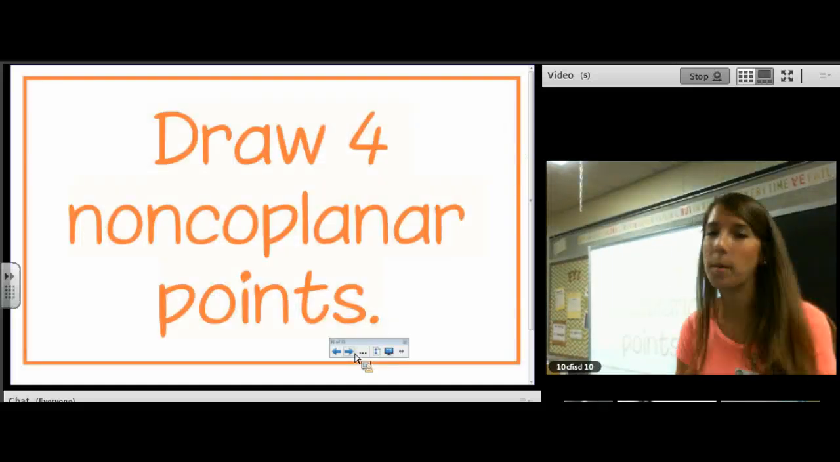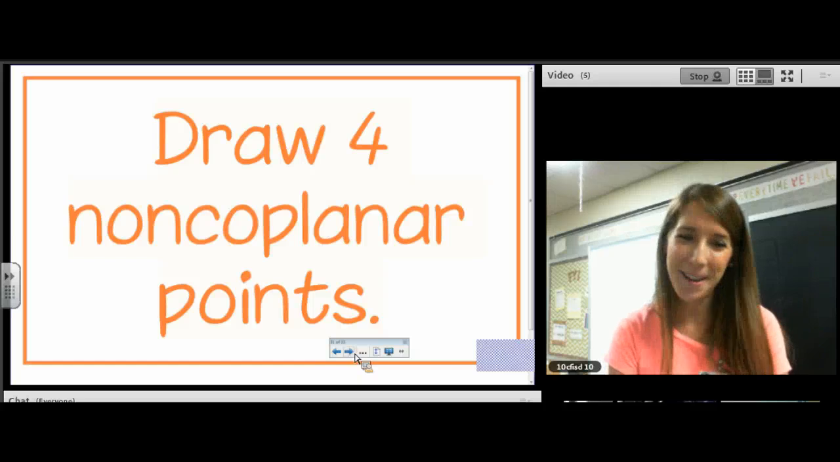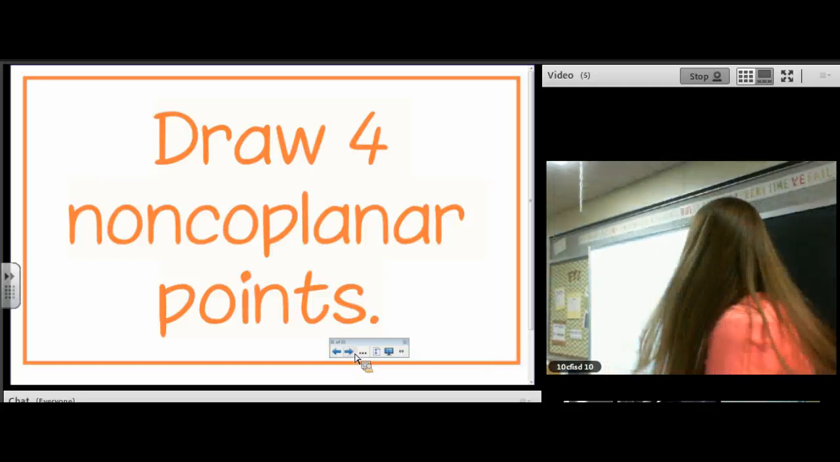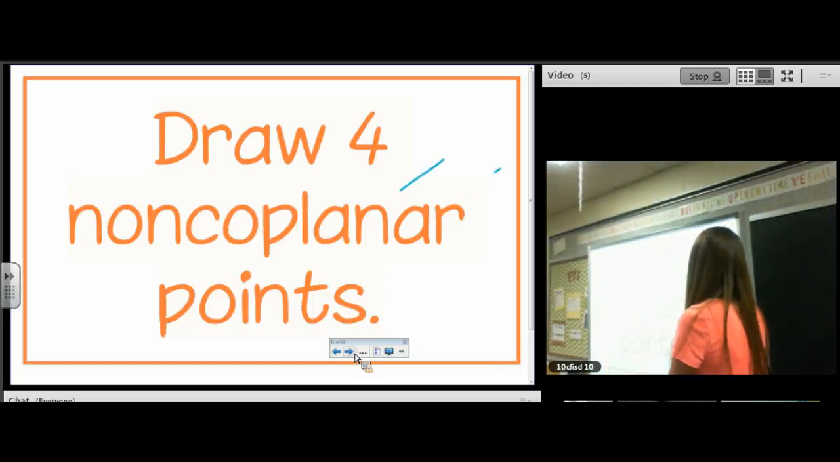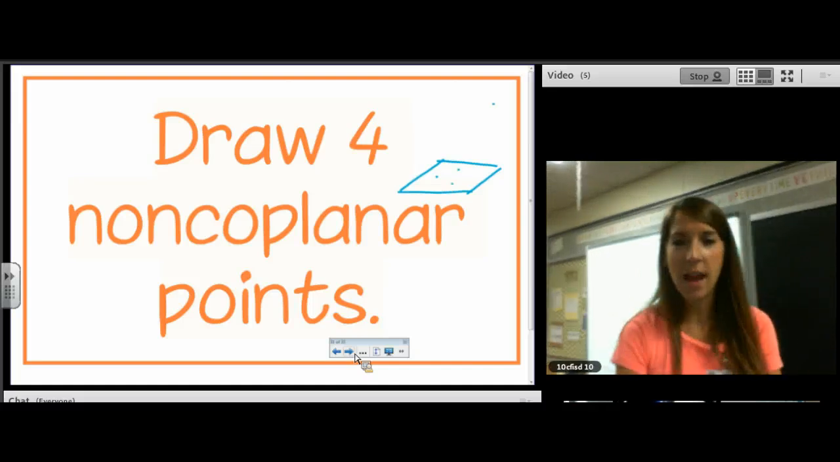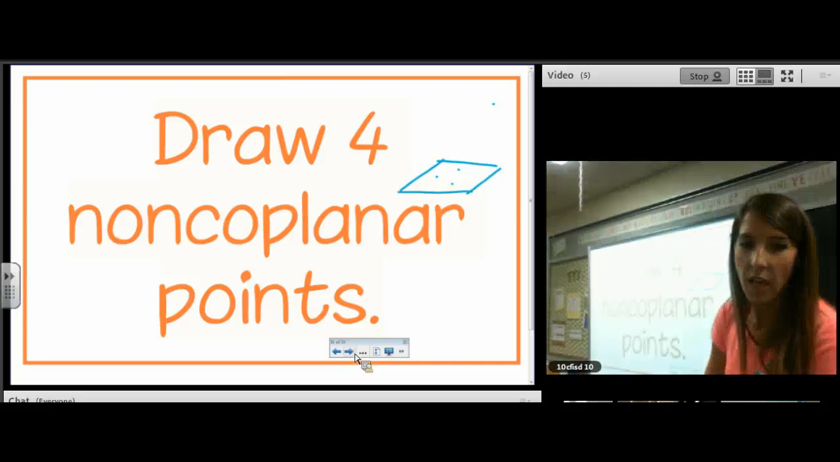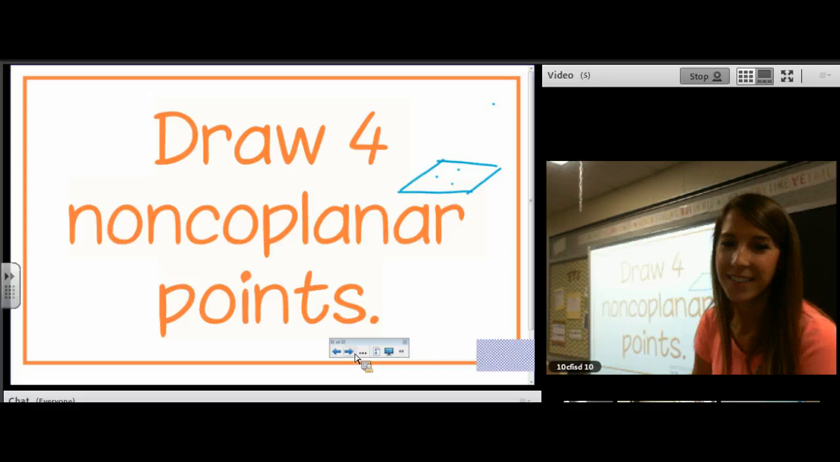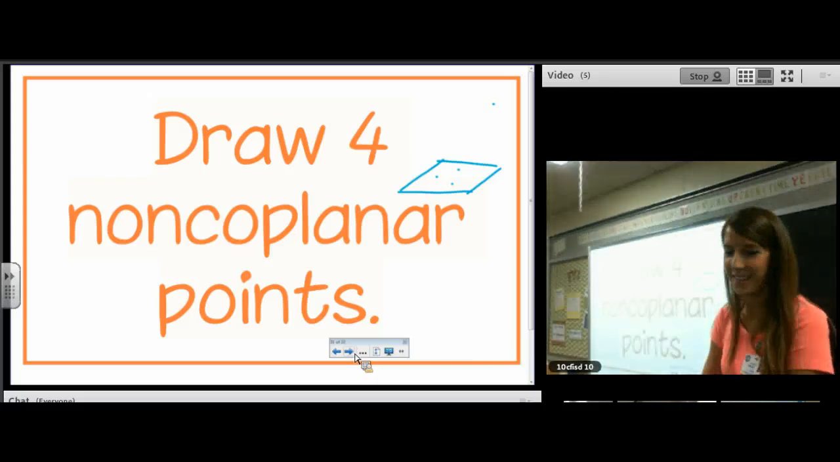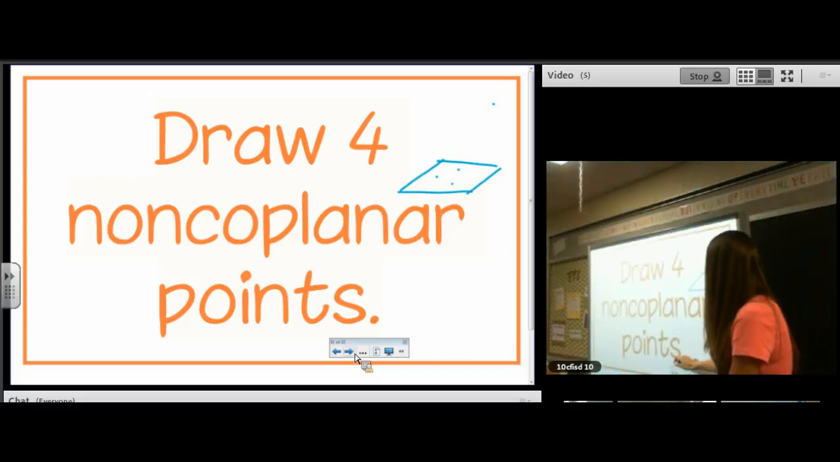Draw 4 points that are non-coplanar. Now this one you can do. So you can draw yourself a little plane and then put one away from it. That would work. Unless one is in another universe, you can still get to it. This point is non-coplanar with these 3 points.